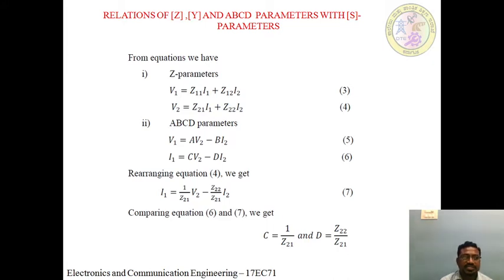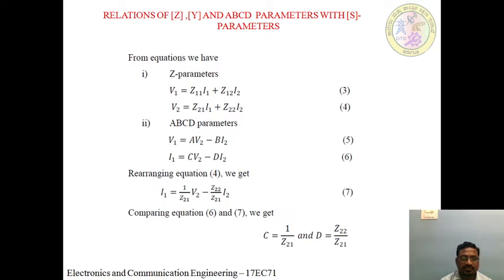Then the relations of Z, Y and ABCD parameters with the S parameters. First, I am going to consider the Z parameters equations and the ABCD parameters equations. The Z parameters equations are V1 equals Z11 I1 plus Z12 I2, call this equation number 3, and V2 equals Z21 I1 plus Z22 I2, call this equation number 4. Then coming to the ABCD parameters, V1 equals A V2 minus B I2, called equation number 5, and I1 equals C V2 minus D I2, call it equation number 6.